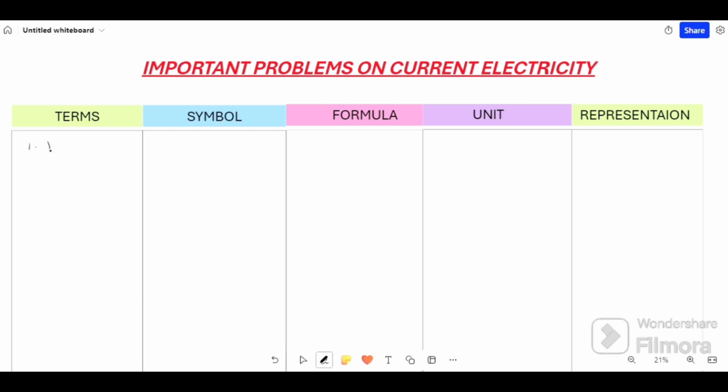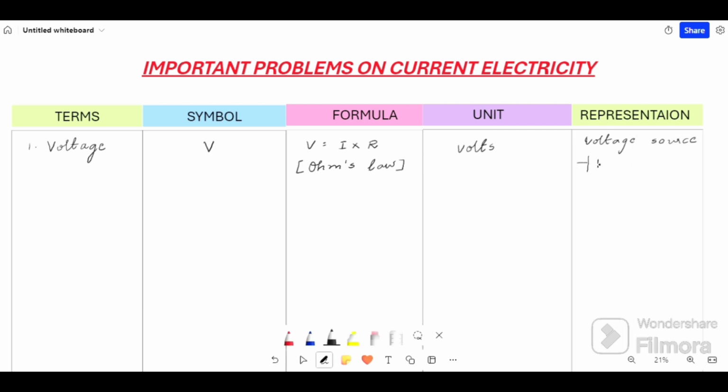The term voltage is represented by the symbol V and the formula is V equals I into R. This is also known as Ohm's law. And it is measured in terms of volts. A voltage source can generally be a battery. A battery is generally represented with positive and negative terminals. But the general representation of a voltage source is like this.